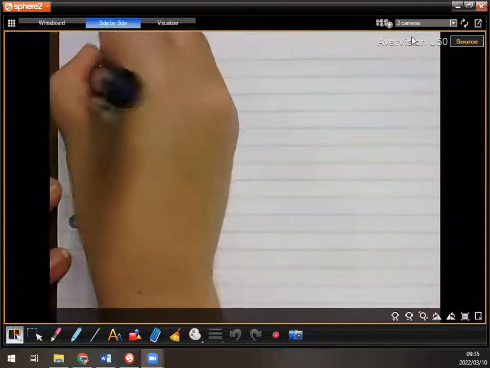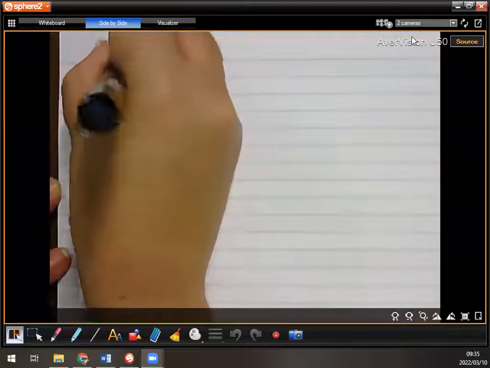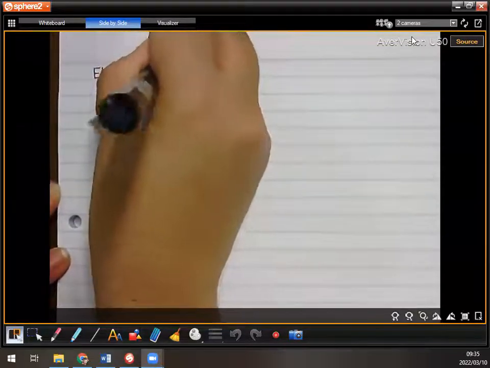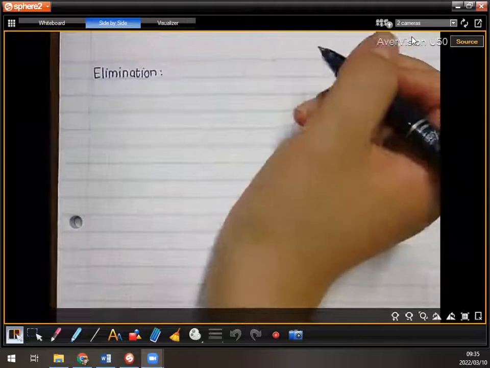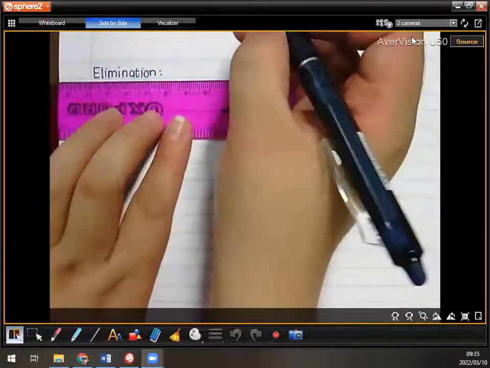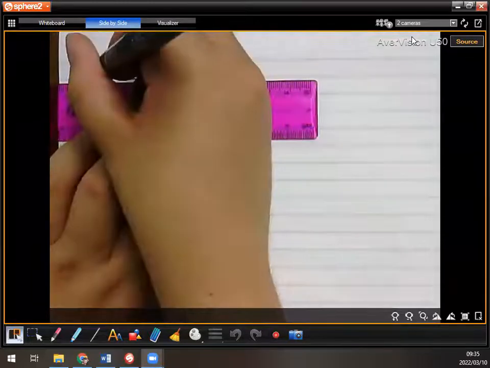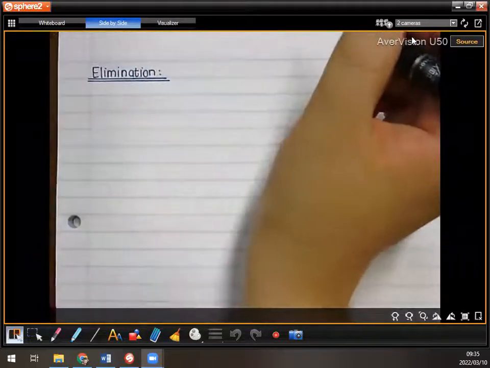All right, but let's quickly do an example on elimination. And guys, we are not going to tell you that you must use either substitution or elimination. You can decide. In fact, some of the other classes aren't even going to get to elimination.